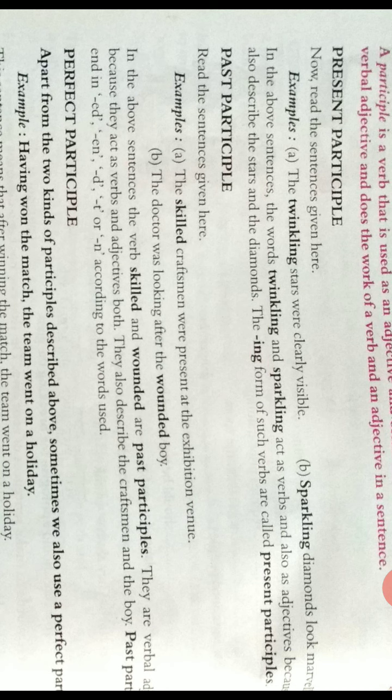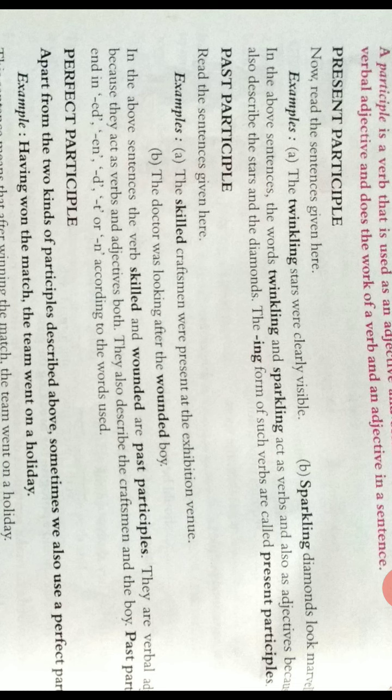Another example, the doctor was looking after the wounded boy. So the doctor was looking after the boy. There is no past participle here, but if we are talking about what happened to the boy, it's describing the boy. So that word is wounded, and it's ending with ed, that is past. So in both these sentences, skilled and wounded are past participles. In the first sentence, the word skilled is describing the craftsman, whereas in the second sentence, the word wounded is describing the boy.